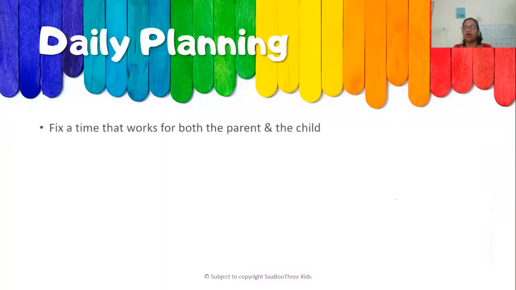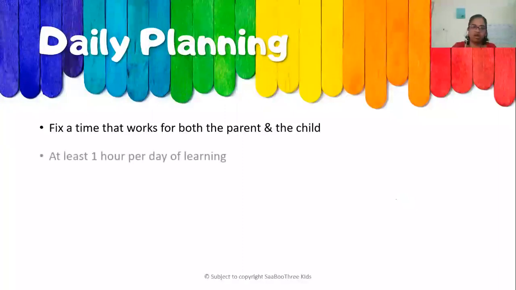And so how do you go about daily planning? Suppose some of you might be working parents, some of you might be stay-at-home parents. So how do you go about it on a day-to-day basis? We can fix a time that works for both the parent and the child. In the case of a working parent, I would recommend, if possible, fixing a time early in the day when the children are very bright. You can start with that time early in the day. Otherwise, fix a time which works for your work schedule and the child's schedule.